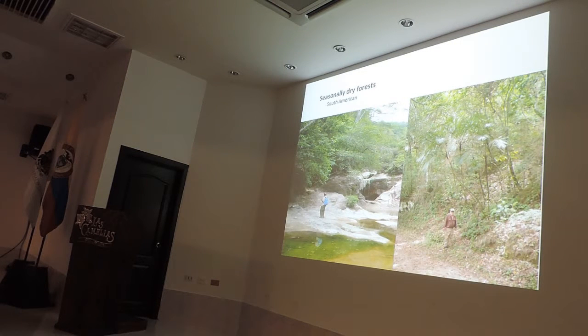To the north and the south of the rainforest we find the dry forest, and this is an example on the southern side. This is the seasonally dry forest from Bolivia, where we find poor palm communities with maybe 5 or 6 species like this Bactris here.